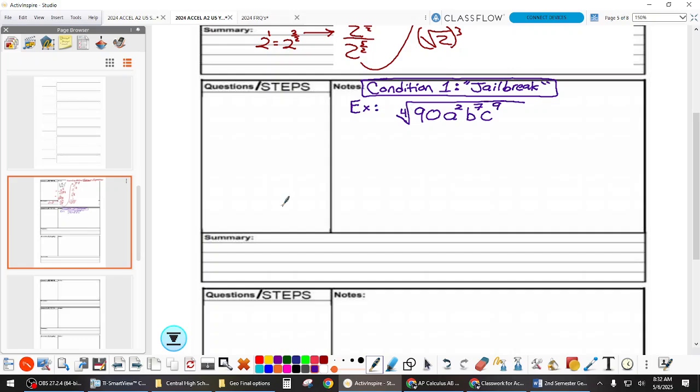You know what? Let's change that to fourth so that we have to deal with some absolute value. Okay.